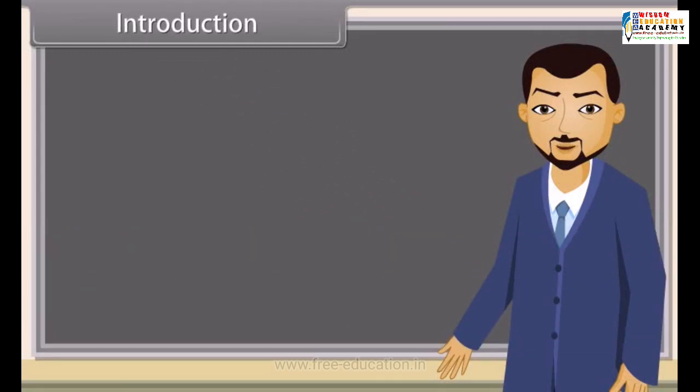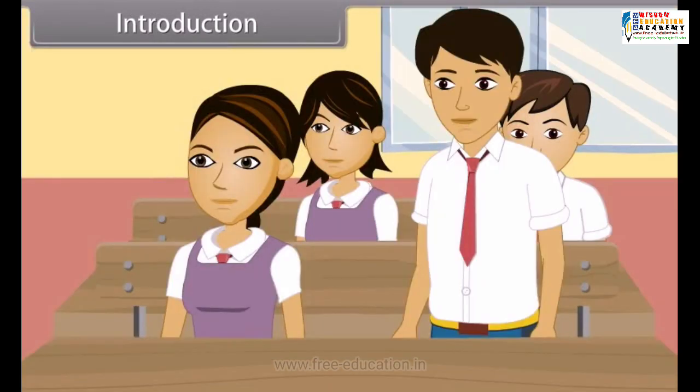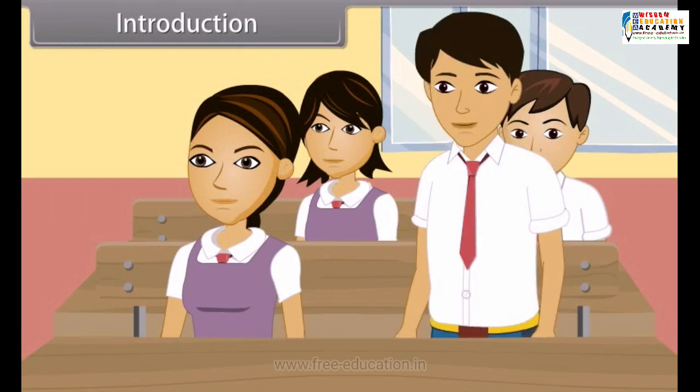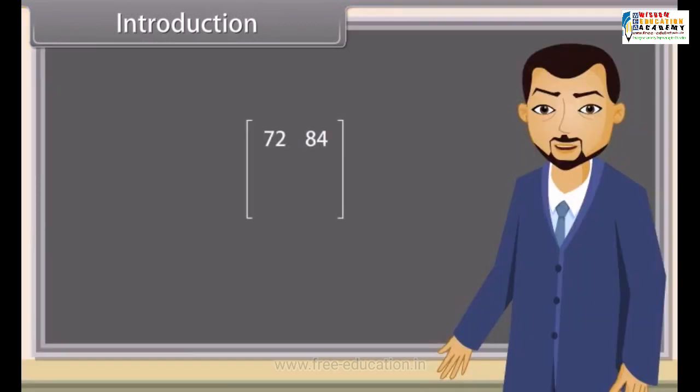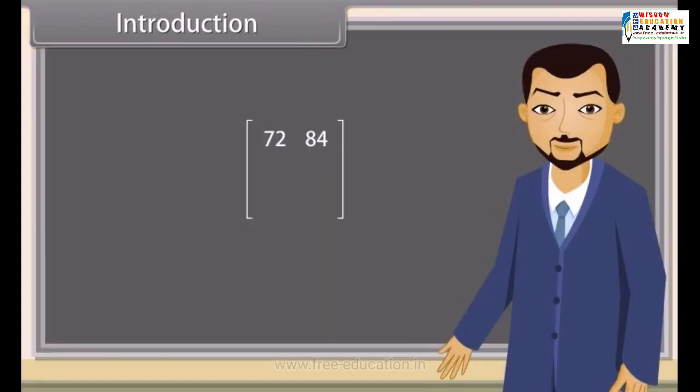Arun, how much you scored in science last year? Teacher, 72. And how much in maths? Teacher, 84. 72 in science and 84 in maths. Okay. Shraddha, now you tell me, how much did you score in science and maths? Teacher, I scored 86 in science and 85 in maths. Okay. 86 in science and 85 in maths.